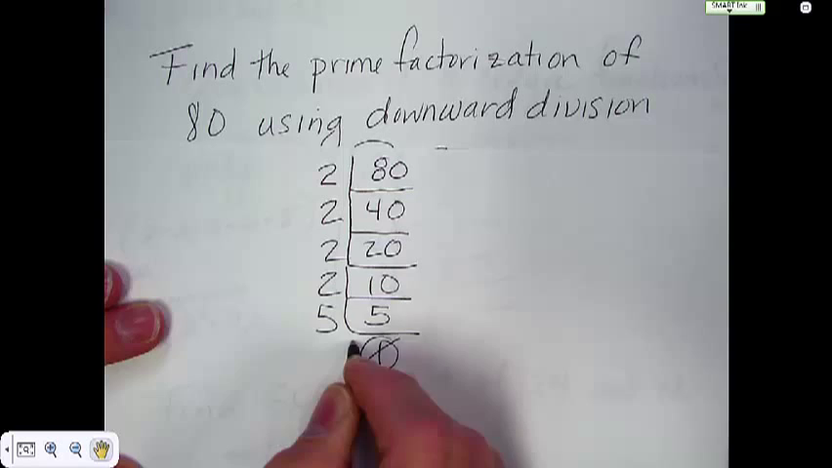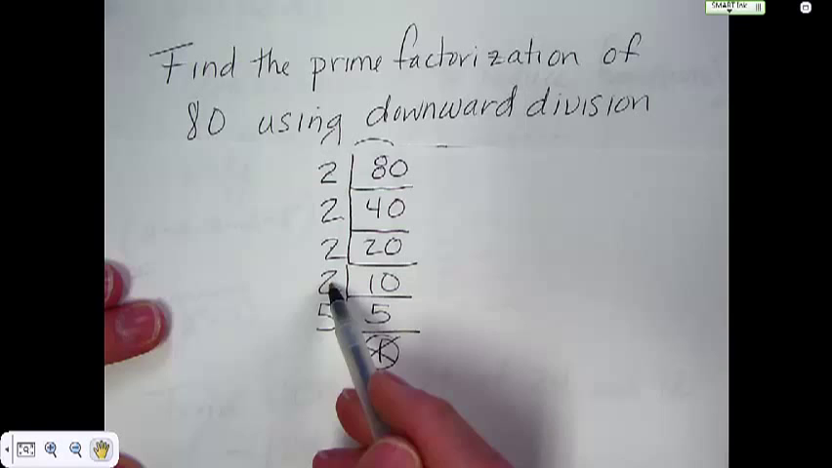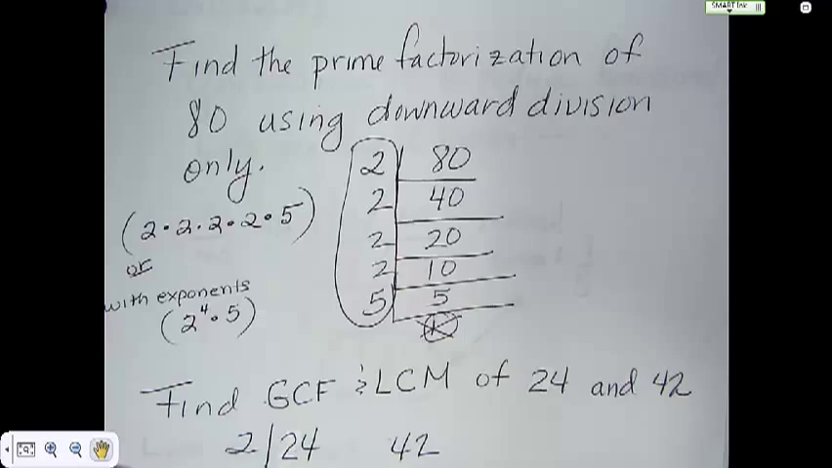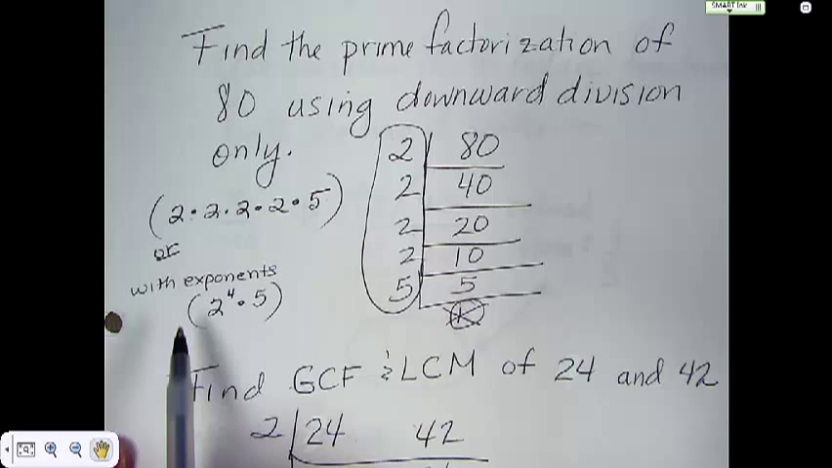done. Prime factorization of 80, 2 times 2 times 2 times 2 times 5. Whew, that went fast. And there you are, that's what it looks like. 2 times 2 times 2 times 2 times 5, or if you're going to write it with exponents, 2 to the 4th times 5. Easy pie.